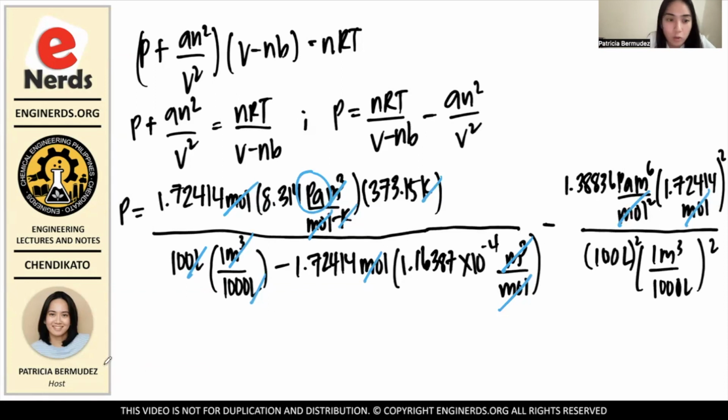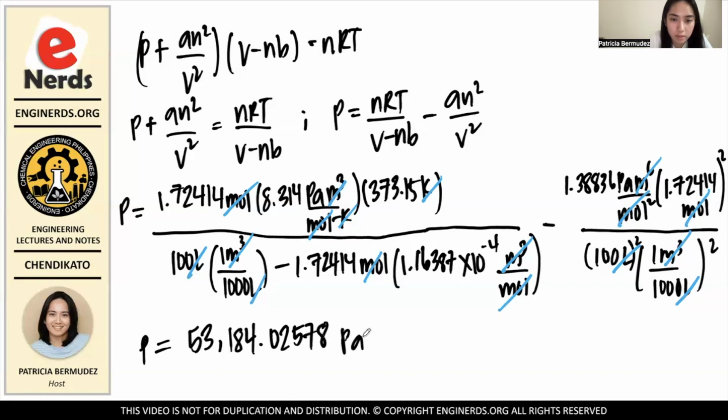And then, yung liter here, and then yung meter. Meter cube squared is meter raised to 6. Makakancel yan. And, yes, indeed, ang matitira is Pascal. So, ang unit natin is in Pascal. Okay? So, ayan. Yung pressure natin is then equal to 53,184.02578 pascals. And that is your answer for the problem.